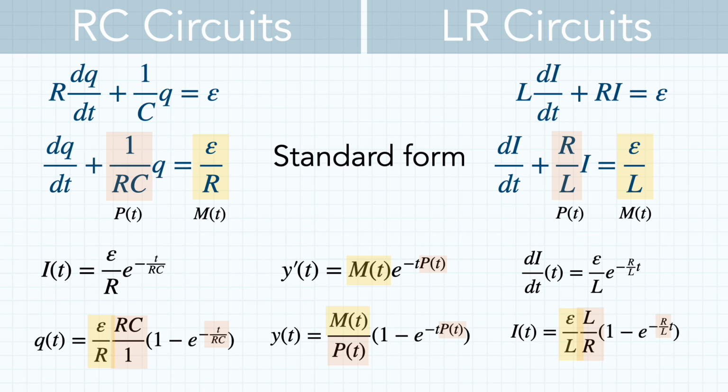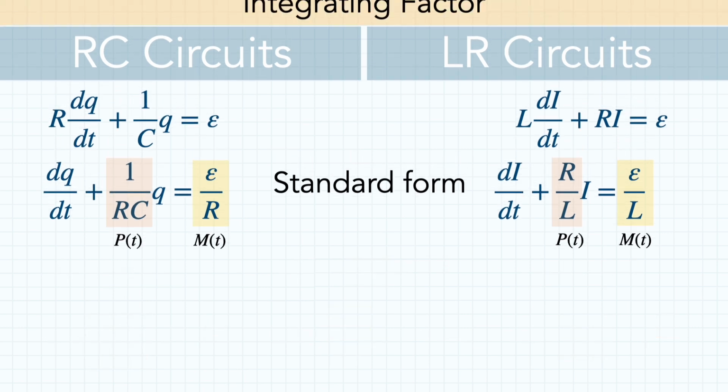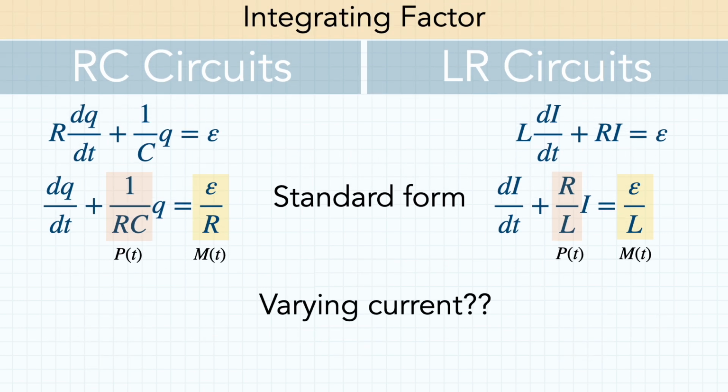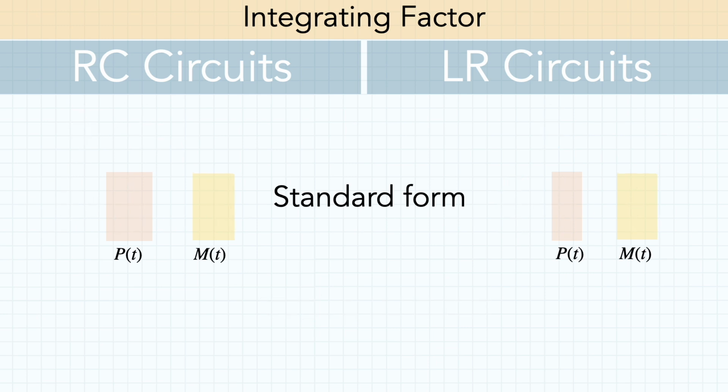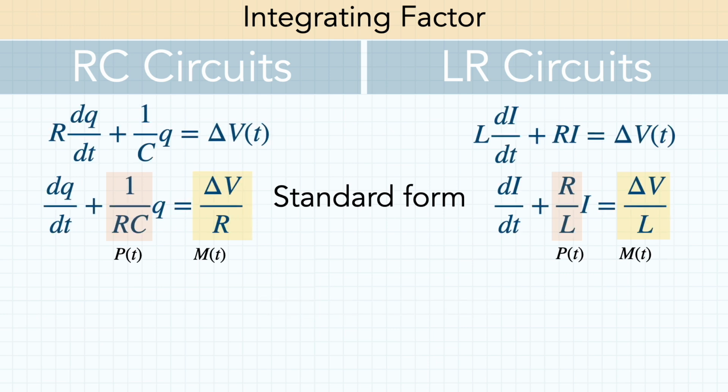So one benefit of putting it in standard form is that you can see patterns and you can see specific coefficients that might correlate to an envelope function or a decay rate or frequency when solving for differential equations. Okay, but since we're solving another method, let's just make it more fun by thinking of varying current rather than just EMF, which is a constant number. Here we'll just plug in delta V of t, which is just some voltage as a function of time.